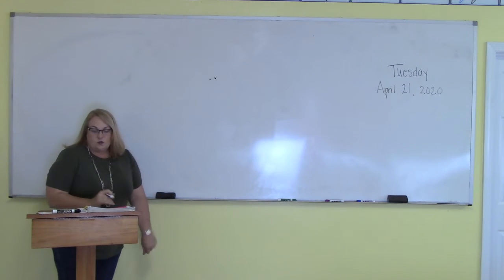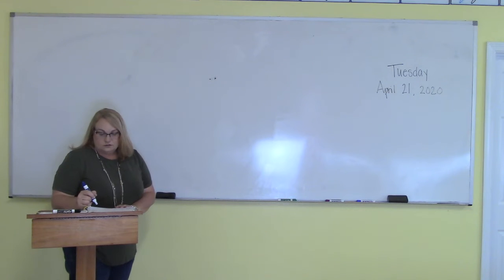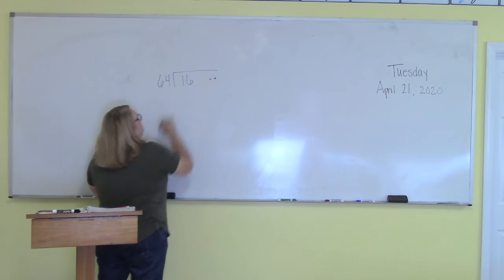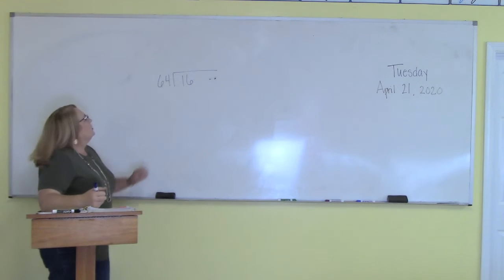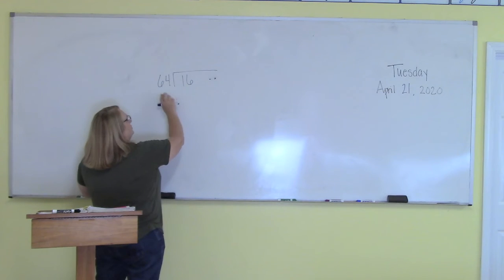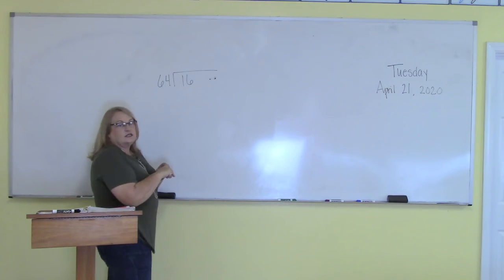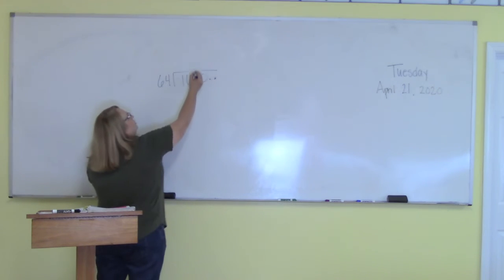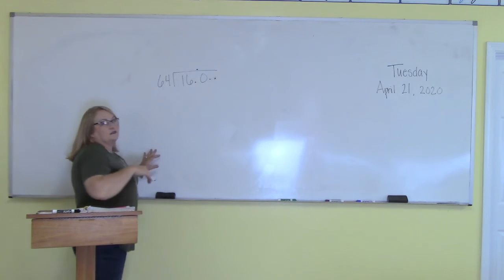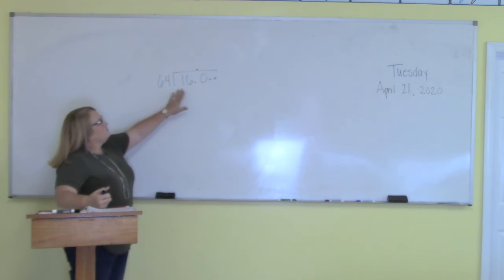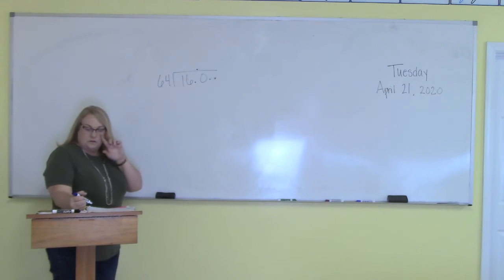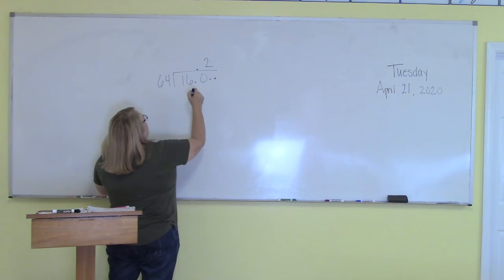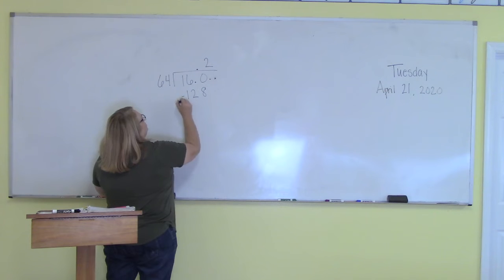All right, number 3, I want you to do C. You have 64 divided into 16. Okay, when you're looking at this, you know that 64 cannot go into 16. So what you have to do is add that decimal and a 0. Bring your decimal up, still divide it the same way. Now how many times can 64 go into 160? 2 times. 64 times 2, 8, 12, 128.